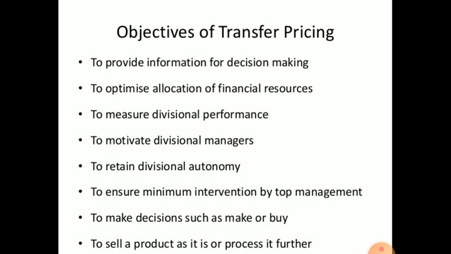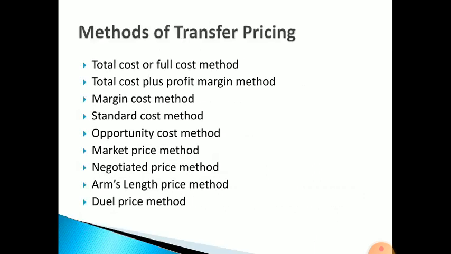So these are the objectives of transfer pricing. Once again, to provide information for decision making, to optimize allocation of financial resources, to measure divisional performance, to motivate divisional managers, to retain divisional autonomy, to ensure minimum intervention by the top management, to make decisions such as make or buy, to sell a product as it is or process it further. Okay, the next part is methods of transfer pricing.